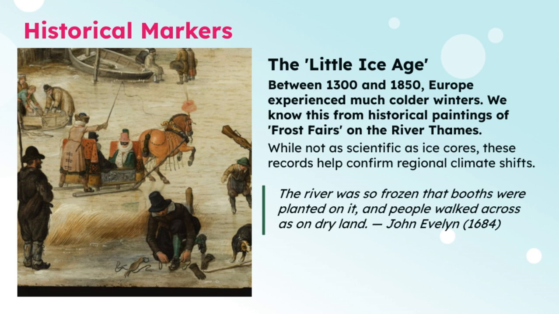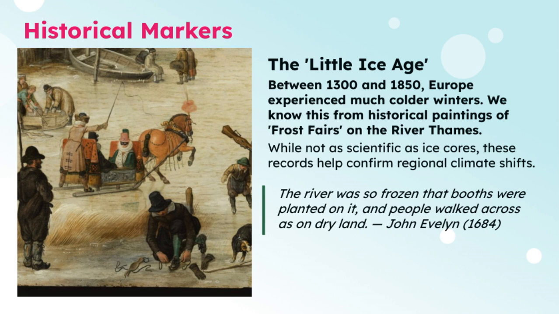Historical records are not as precise as scientific instruments or ice cores, but they are still useful. They give us evidence of how climate affected real people and places. For example, if paintings show people walking or trading on the frozen Thames, that suggests winter conditions were much colder than they are today. The quote from John Evelyn in 1684 describes the river being frozen so solidly that people could walk across it. This helps confirm that regional climate shifts happened in the past.